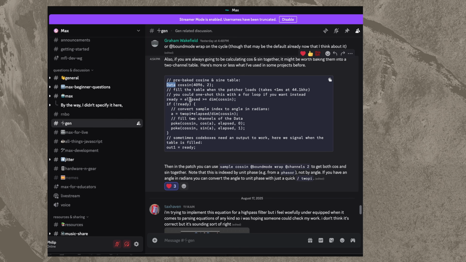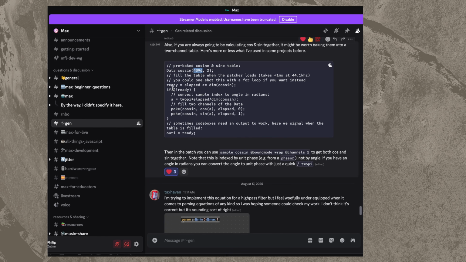Data is a type of buffer that is specific to Gen, basically a buffer that is not exposed to the parent patch. So it's just a buffer that is exclusively reserved for that Gen instance. And so we basically create the data. It has two channels, one for cosine and one for sine, and it is 4,096 samples long. This ready is basically going to tell us whether or not we're going to compute those sines and cosines and stick them in this buffer.